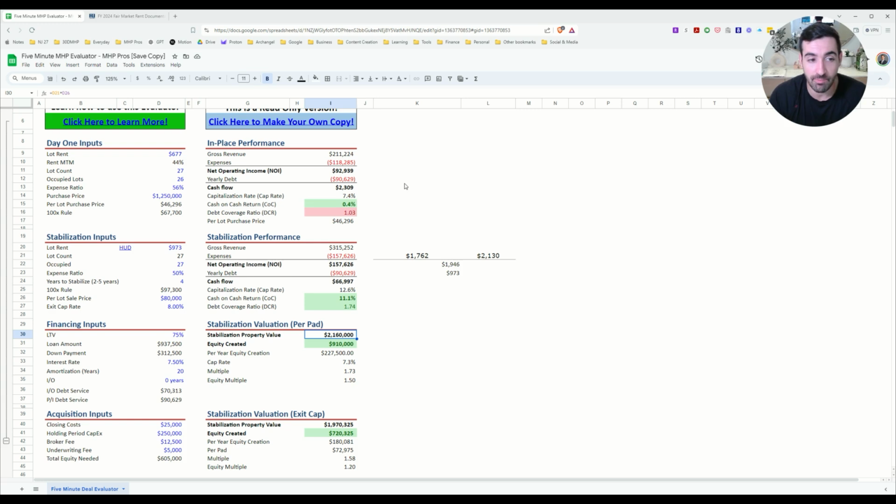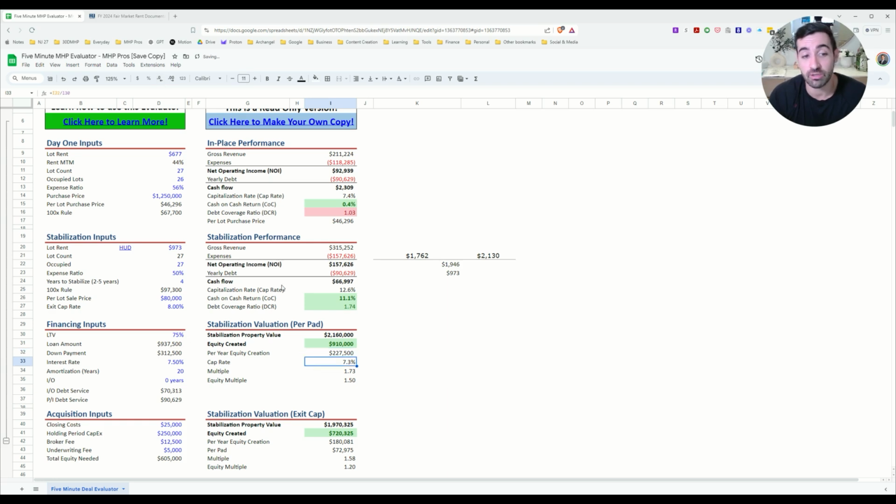Let's take a look at what happens when we sell that property. On a per pad basis, we said we were going to sell for $80,000 per pad. And that yields us a 2.1 million sale price. That means that we've created $910,000 worth of equity. Every year we've created $227,000 worth of equity.